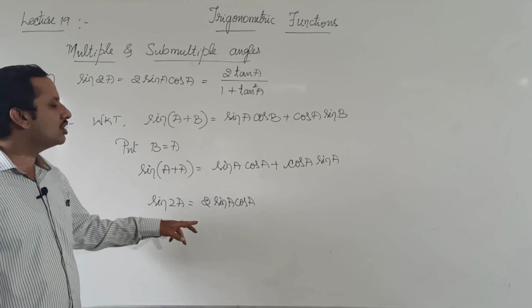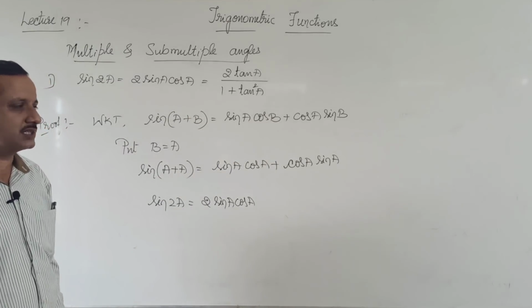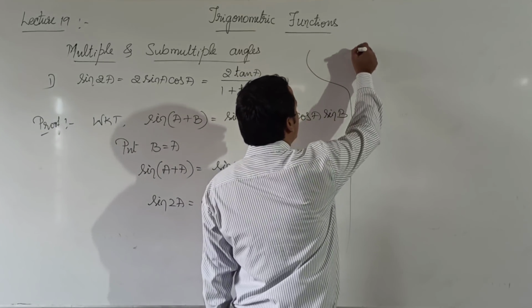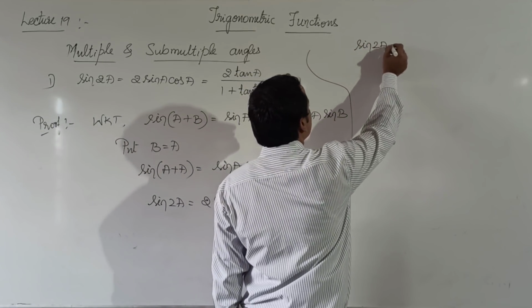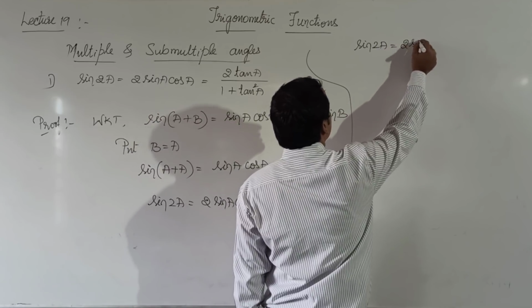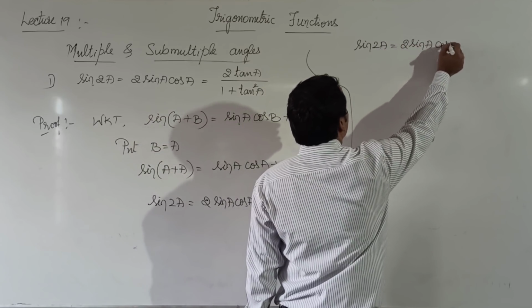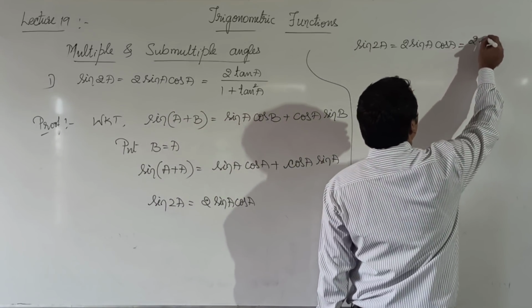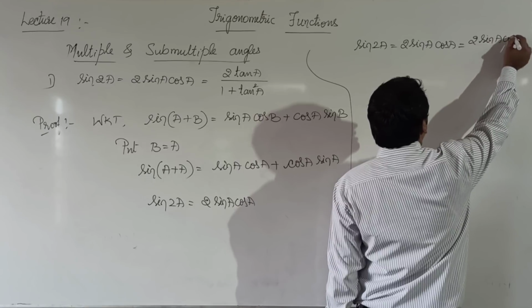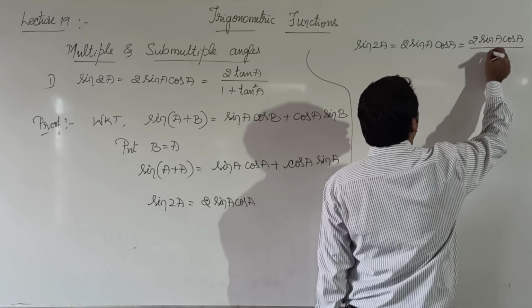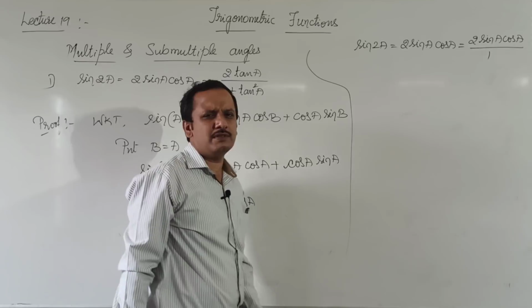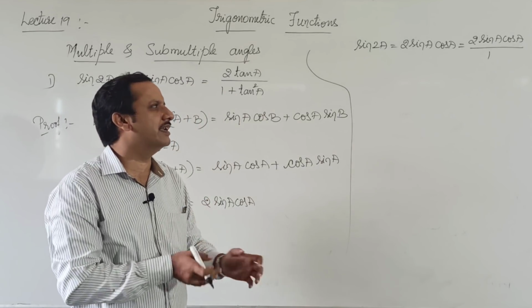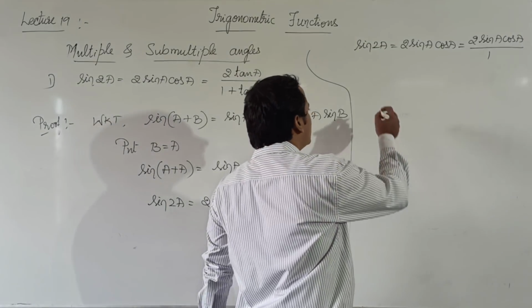Further, I should also show that it is equal to 2 tan A by 1 plus tan square A. Let me prove that. So I'll consider sin 2A is equal to 2 sin A cos A. Now I'll write this as 2 sin A cos A divided by 1. If I divide this quantity by 1, the same thing will remain, right? 2 sin A cos A is the same as 2 sin A cos A divided by 1, right?